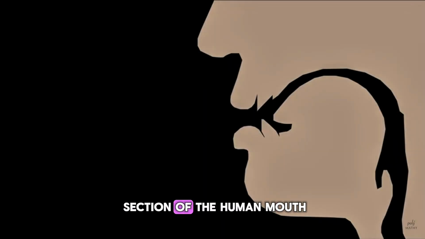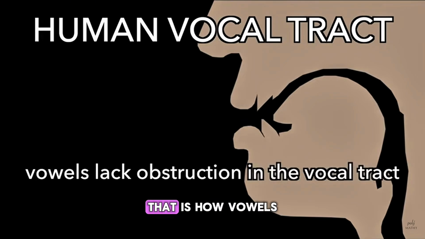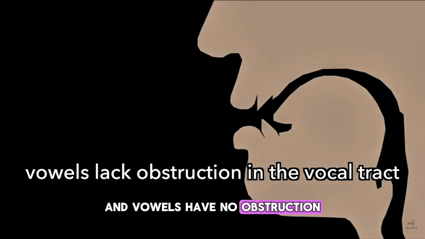This is a cross-section of the human mouth, or indeed of the human vocal tract. So the vocal tract can be open, and when it is open and there are no obstructions of any kind, that is how vowels are made. That's the definition of a vowel. Consonants involve some kind of obstruction in the vocal tract, and vowels have no obstruction.